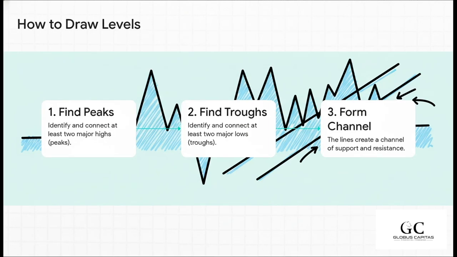So, how can you start finding these levels for yourself? It's way easier than it looks, I promise. First, just scan the chart and find at least two major peaks or highs. Got them? Okay, now do the same for at least two major troughs or lows. Then, you just connect the peaks to draw your resistance line and connect the troughs for your support line. And boom! Just like that, you've drawn a price channel. You're already on your way to becoming a chart whisperer.